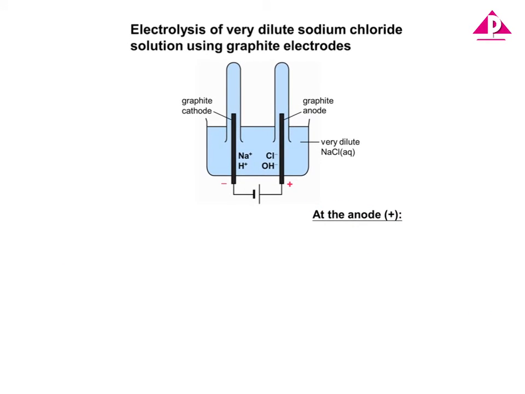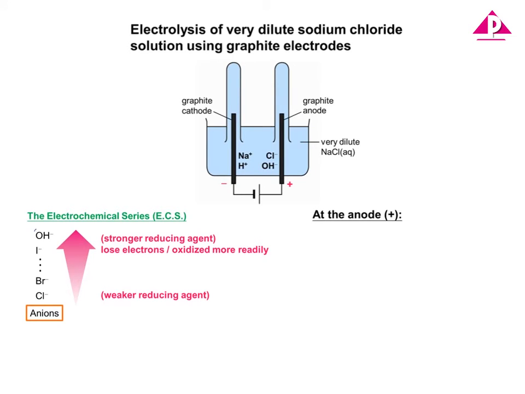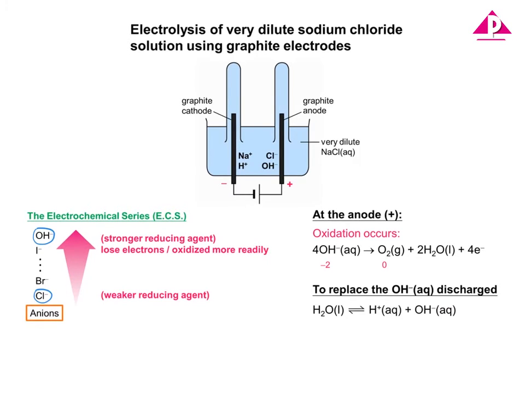Now think about which ion is preferentially discharged at the anode. Since the hydroxide ion is higher than the chloride ion in the electrochemical series, it is oxidized more readily. Therefore, hydroxide ions are preferentially discharged at the anode to form oxygen gas. After the discharge, water ionizes to replace the hydroxide ions discharged at the anode.